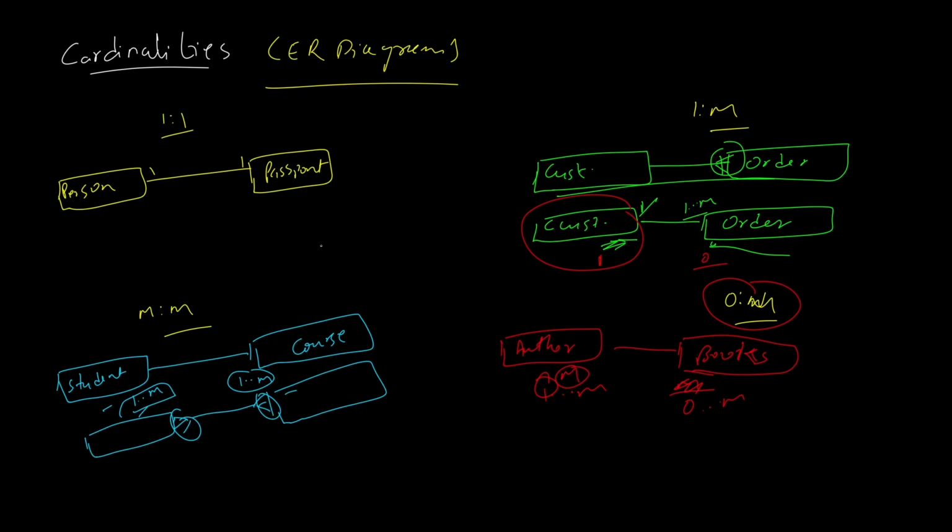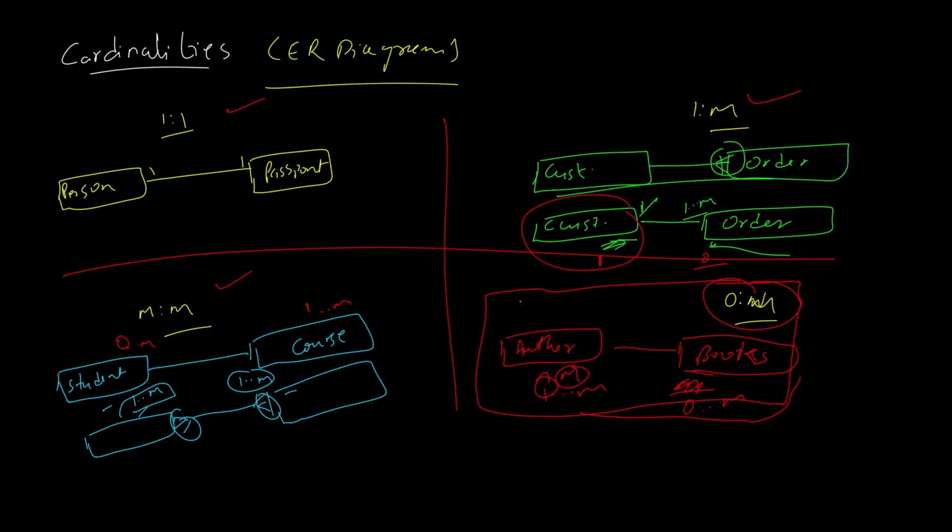Even with students and courses, a course could exist, right, without a student. So it could be zero many and one many, like that you can say it. But this relation that you see here, this probably will not exist in most cases, and you will be only using these three cardinalities in all the things that you are trying to do. So remember that.